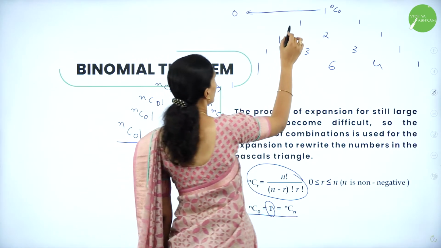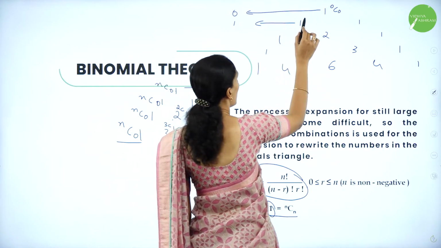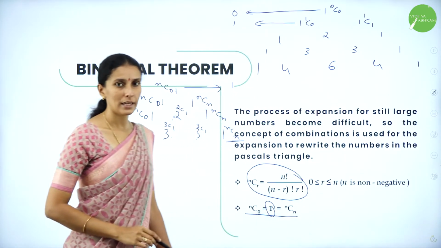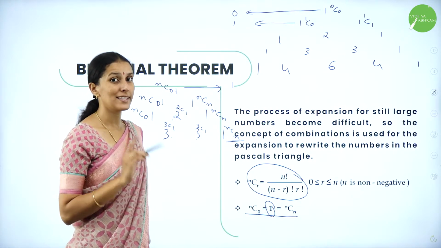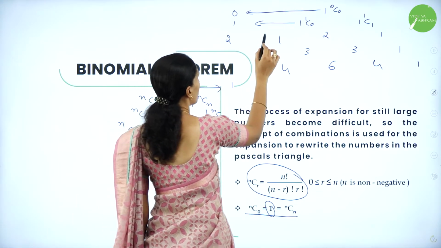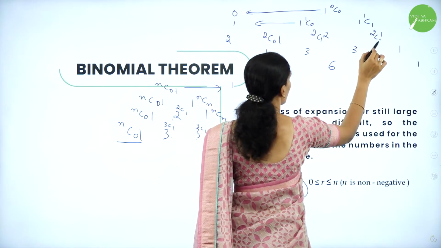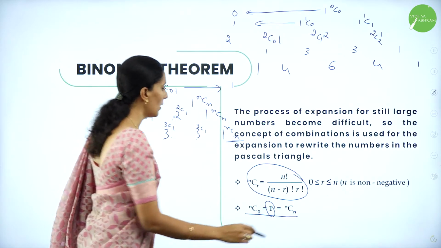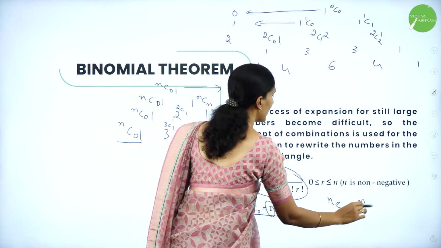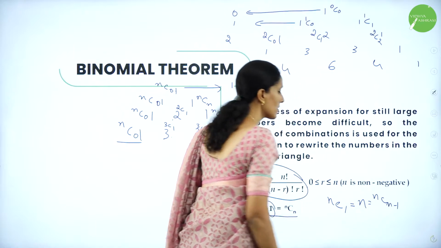This can be index 1. So that is nothing but 1C0 and 1C1, which is nothing but 1 and 1. Remember the expansion of (x + a) whole power 1. This is for the index 2. Therefore this is 2C0, 2C1, 2C2. For 2C1, remember the formula: nC1 is always n, and nC(n-1) is always n.